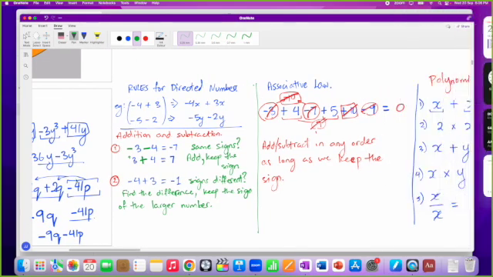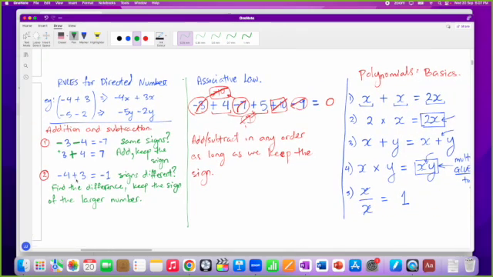So the rules for directed numbers here: if the signs are the same or if the signs are different. The same signs, what do you do? Different signs, what do you do?